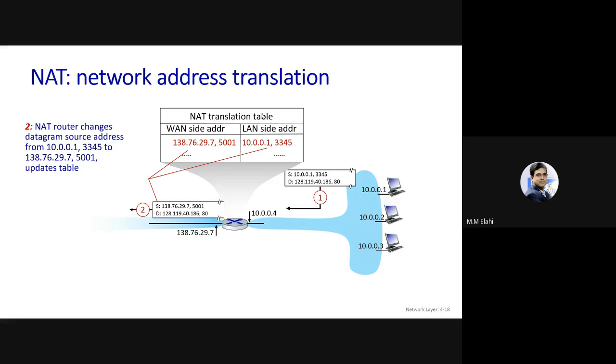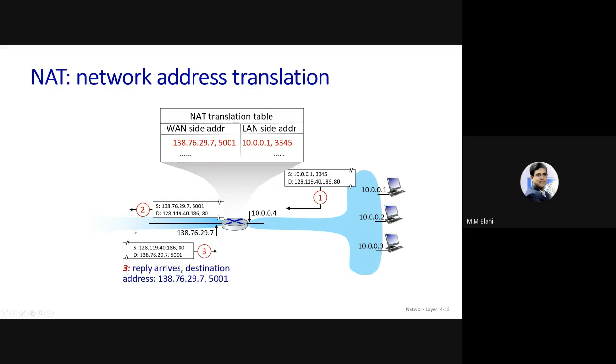Why is this table used? Okay, now the server received the packet. Now the server will respond, right? So what will be the change? The source will be the destination, and the destination will be the source, because the server sees the request coming from the router's public IP. The server will not be sure the request is coming from 10.0.0.1. So the server will send the feedback to the router's interface.